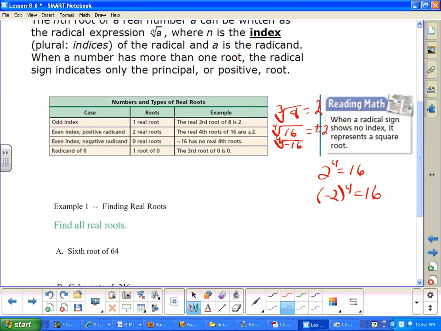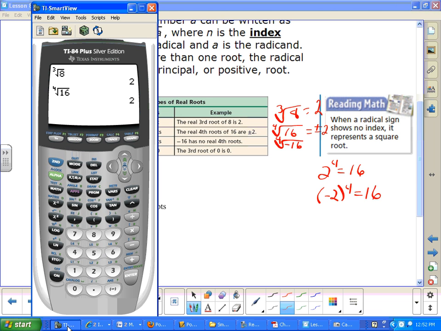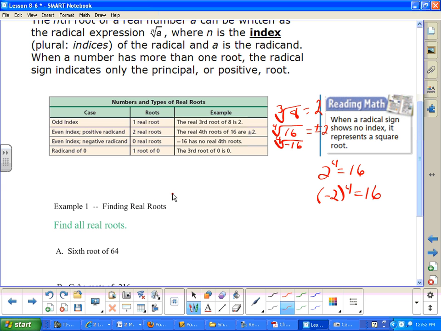But look what happens when I try to use a negative. If I try to do the 4th root of negative 16, it says there's a non-real answer. That would be a situation where we would get i, if you remember working with complex numbers from chapter 5. So you can't do even index, negative radicand. There are no real roots there. You get a non-real answer.